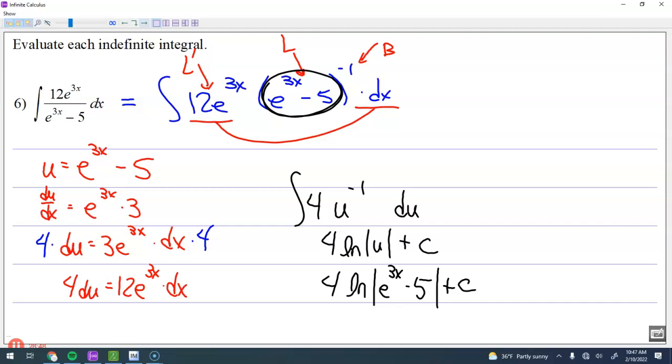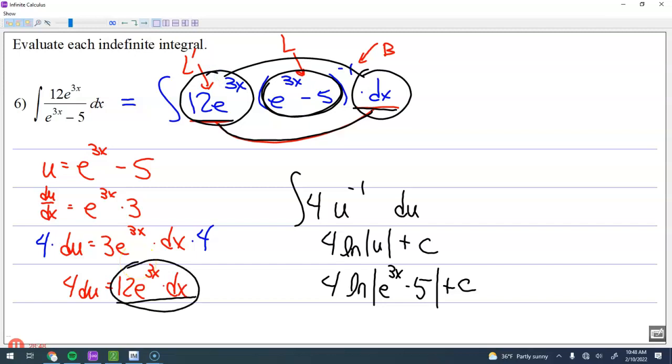Once I get to here, I have taken the 12e to the 3x dx and saying, well, no, I'm not going to write it like that anymore. I'm going to write it like 4 du. So I put 4 du to match up. So I'm replacing these two pieces because I know that's that. I can put this instead. It might make more sense if they were written next to each other, but it doesn't matter if they're written next to each other.